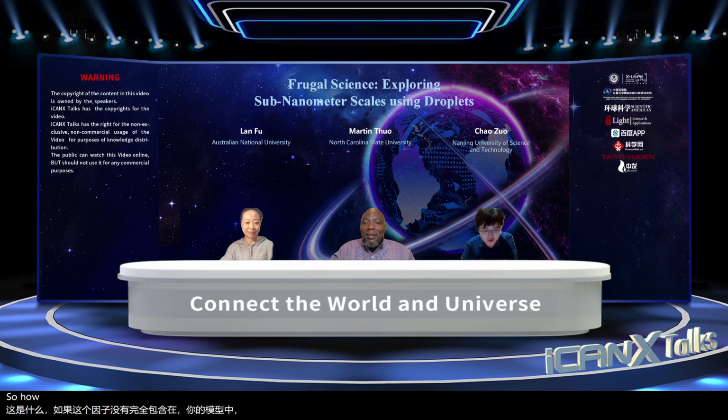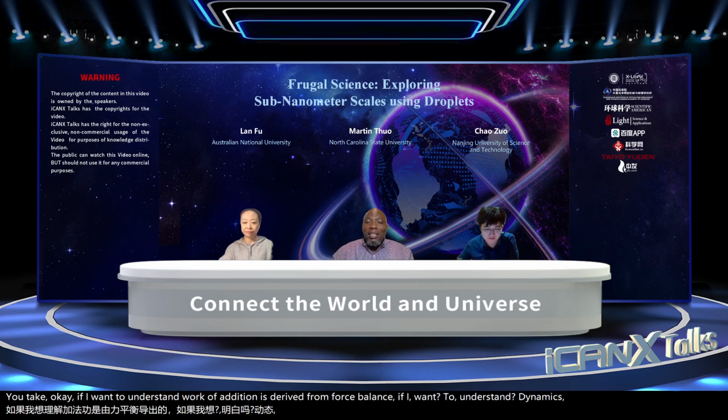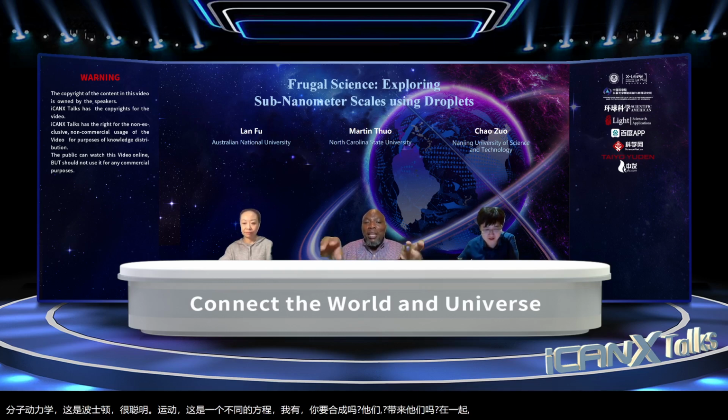So how do you make sure of that? Because there are several potential influencing factors, but your equation is simpler than the actual system. So how do you guarantee it? Then you borrow from different fields. One of the equations I showed is actually a fusion of various fields. So you take, okay, if I want to understand work of adhesion, it's derived from force balance. If I want to understand dynamics, molecular dynamics, that's Brownian motion, that's a different equation. You have to synthesize them and bring them together, because if I use one or the other, it doesn't make any sense.